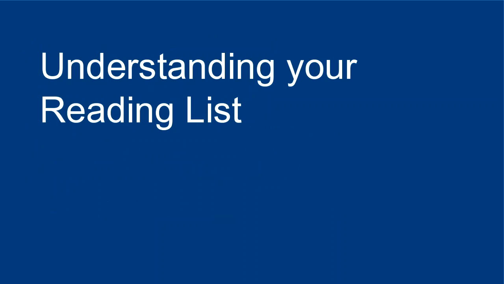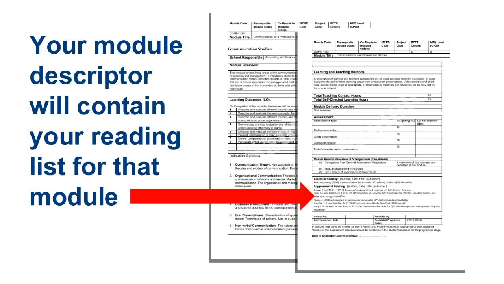So in this first part, we're going to look at a sample reading list to help you recognize the different types of books or readings that will appear on your reading list. In your module descriptor in your student handbook or program document, you will find a reading list for that particular module. Lecturers may also provide additional reading lists in class or for a particular assignment. Let's take a closer look at a sample reading list.